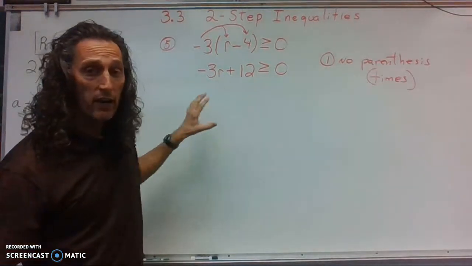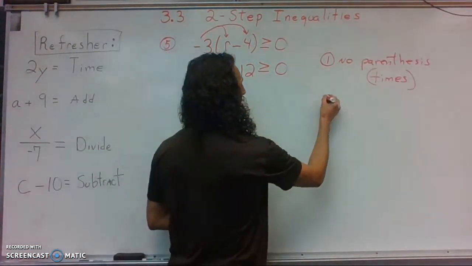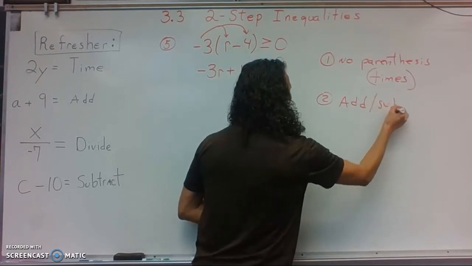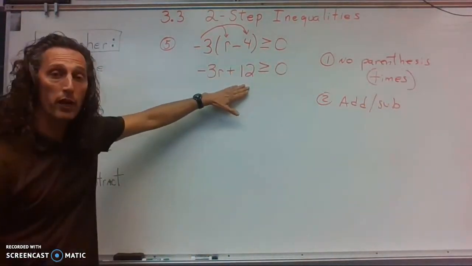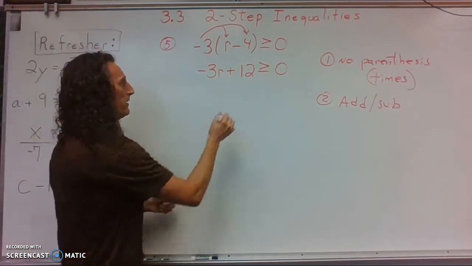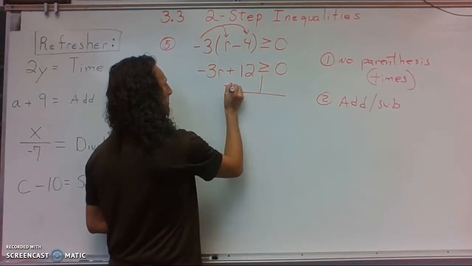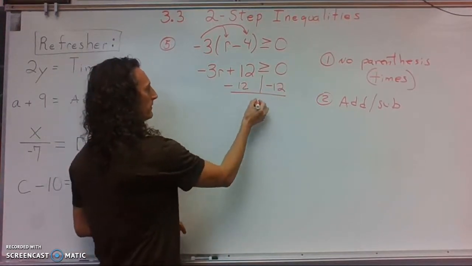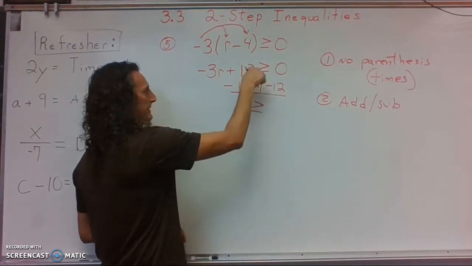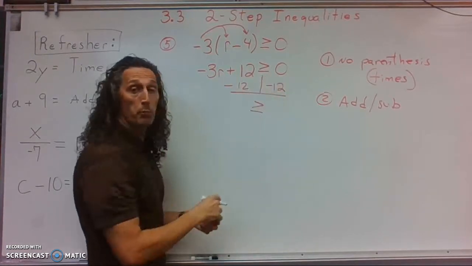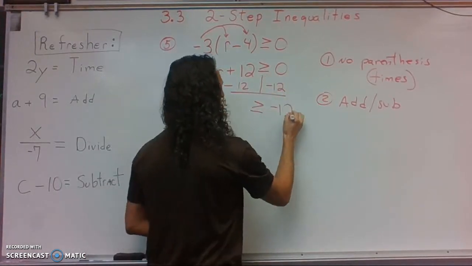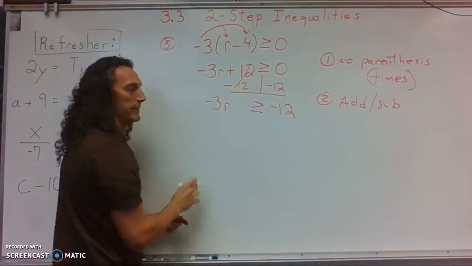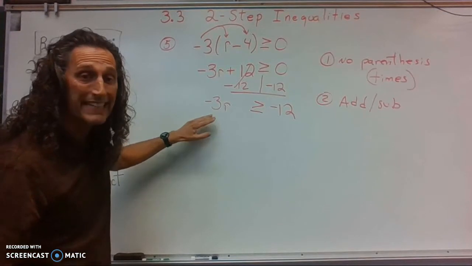Now, we got rid of the parentheses. Step 2 is add or subtract. So we have a plus 12, so we're going to be actually subtracting. So there's my minus 12, okay? The sign stays exactly the same. 0 plus negative 12 is negative 12. These cross out, and that negative 3r falls down. But again, warning, I think negative 3r.